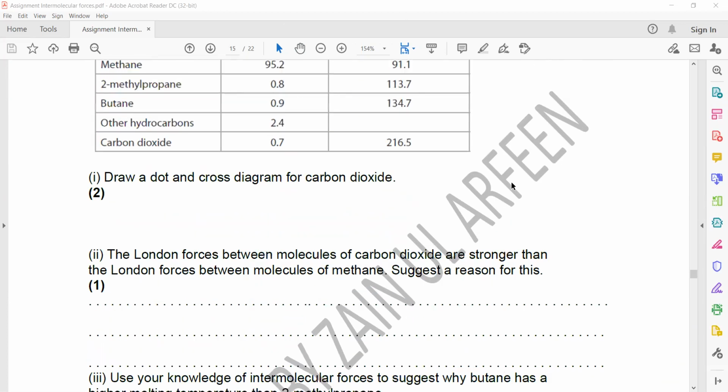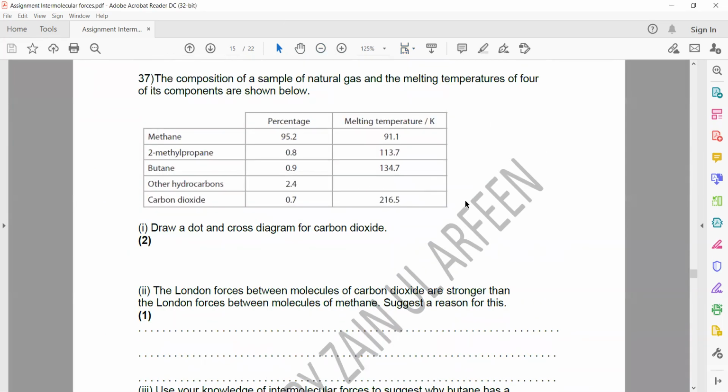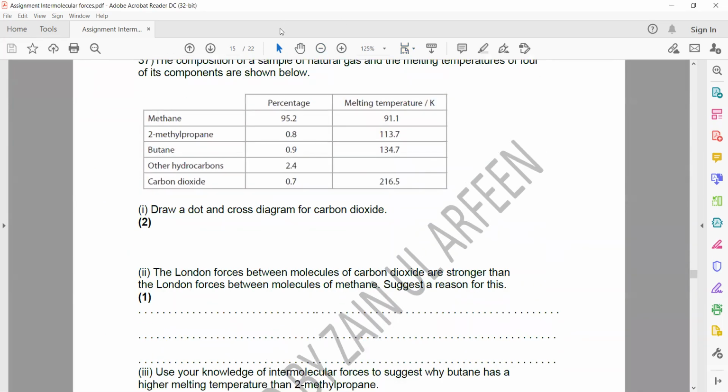London forces between molecules of carbon dioxide are stronger than London forces in methane. Suggest a reason for that. In methane, carbon has 6 electrons and hydrogen has 1 electron, multiplied by 4, so the total is 10 electrons. But in carbon dioxide, carbon has 6 electrons and oxygen has 8 electrons multiplied by 2, so 16 plus 6 equals 22 electrons.